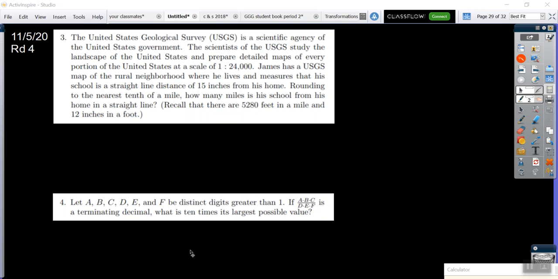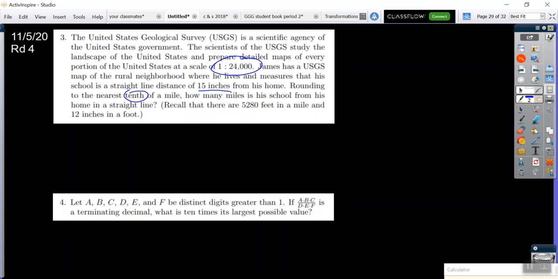All right, so the USGS makes maps at a scale of 1 to 24,000. And so we want to figure out how far we live from our house. Or sorry, how far do we live from our work or our school? In my case, that's one and the same. So we have 15 inches from this house on the map. Rounding to the nearest tenth of a mile, I'm going to circle that so I remember, tenth of a mile. How many miles is it to school from home?